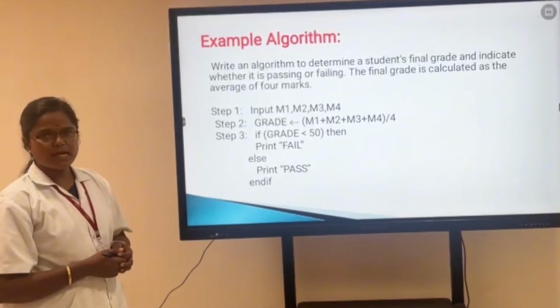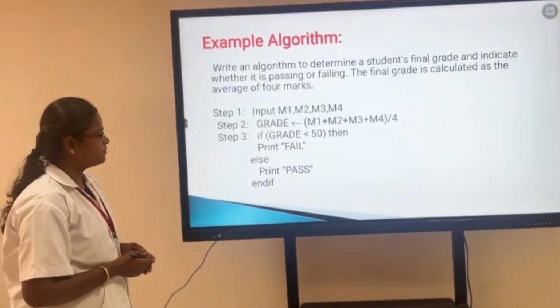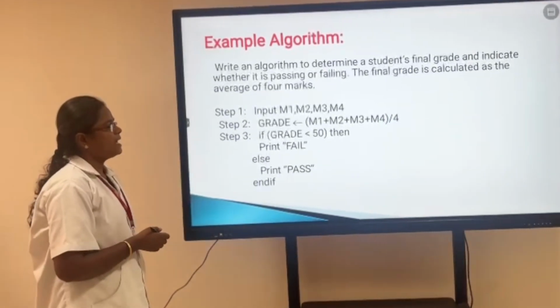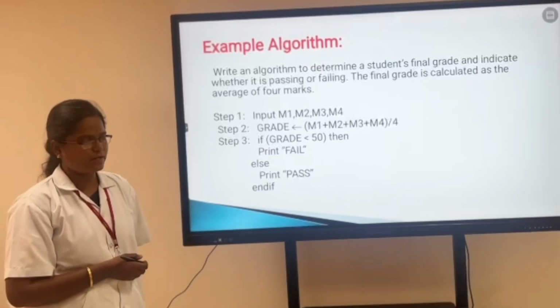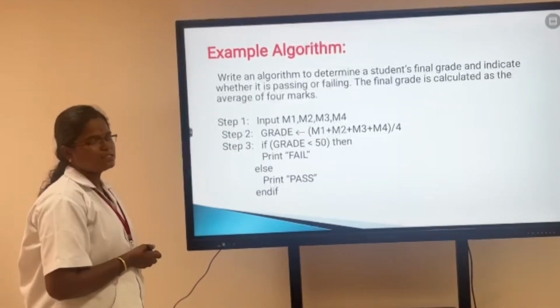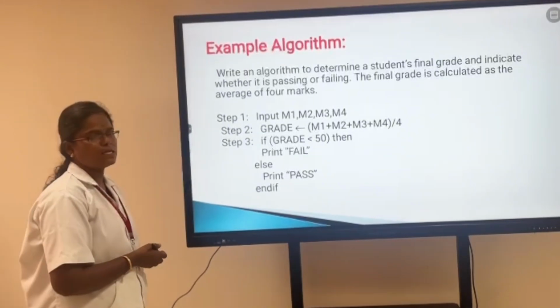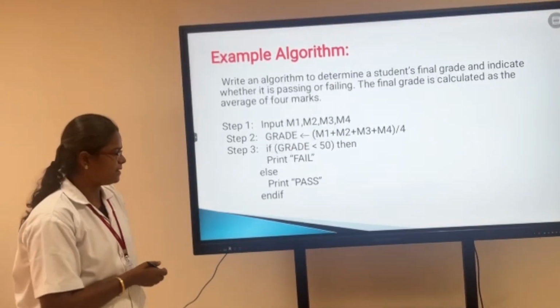In step 2 we are calculating the grade, which is adding the 4 marks and dividing by 4. And in step 3 we are checking whether the grade is less than 50 or greater than 50. If it is less than 50, we have to print the result as fail, and if it is greater than 50, we have to print the result as pass. This is the sample algorithm for finding the grade.